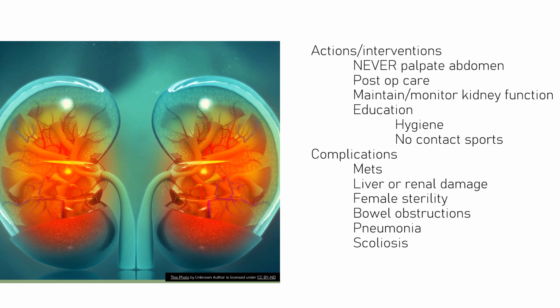The complications of a Wilms tumor are metastasis, potentially liver or renal damage, female sterility because of the chemotherapy that's used, bowel obstructions, pneumonia, and scoliosis because of the pressure that it can put on the abdomen and the spine. It can twist us a little bit. So the NCLEX pearl here is Wilms tumor, we don't palpate the abdomen. Absolutely not.